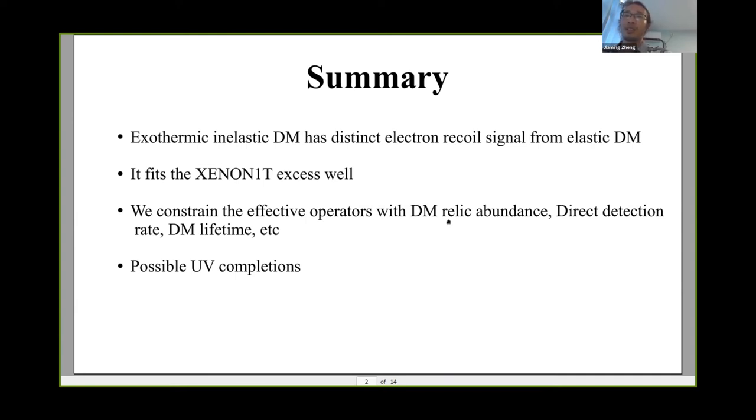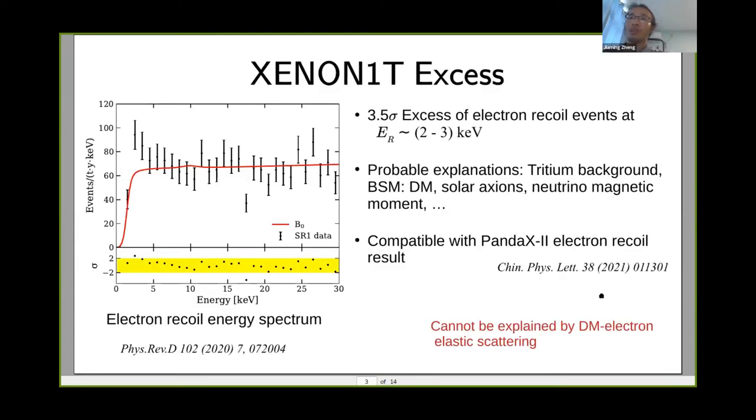We studied this scenario with effective operators and constrained them with dark matter relic abundance, direct detection rates, dark matter lifetime, et cetera. And finally, I will also mention some possible UV completions of these effective operators and of these scenarios.